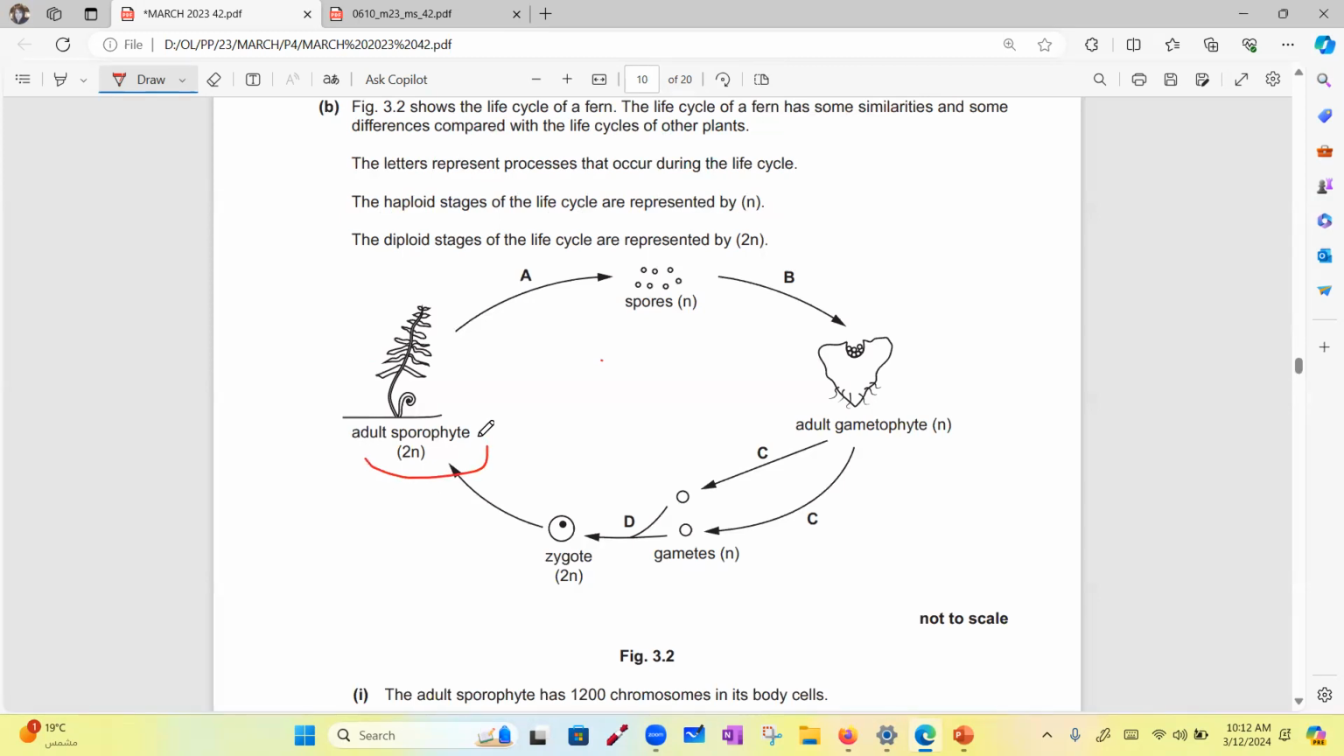2N is the number of what? It is representing number of what? Yes, diploid, very good. So 2N is a diploid cell or the number of chromosomes, yeah? And then N, what is A? Yes, N is haploid. What is the process A that changed diploid to haploid? Correct. A is meiosis, of course. What is B?